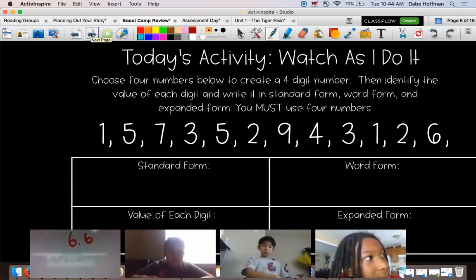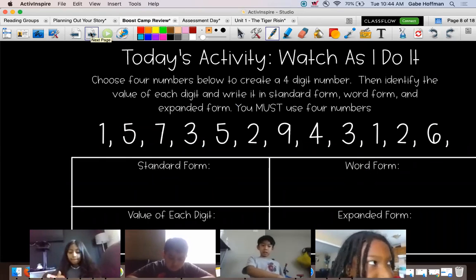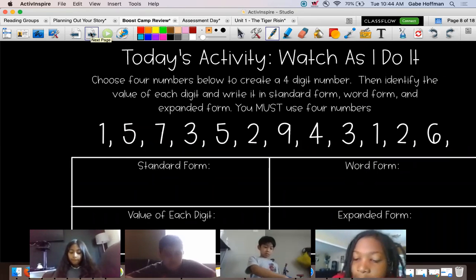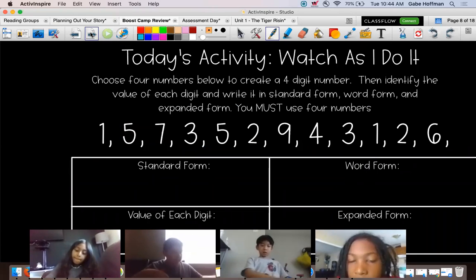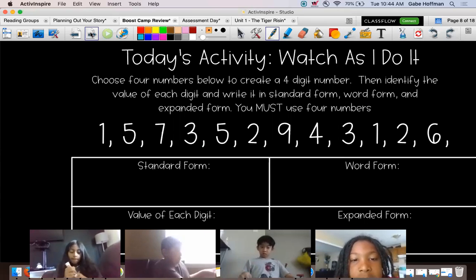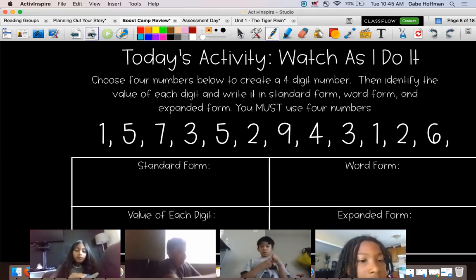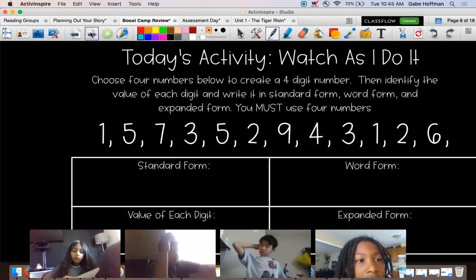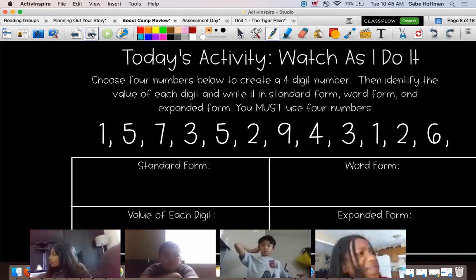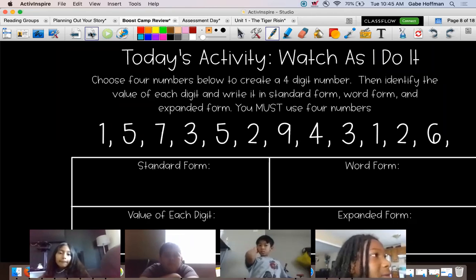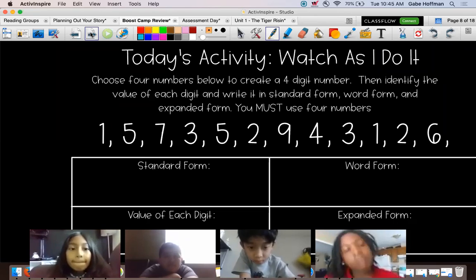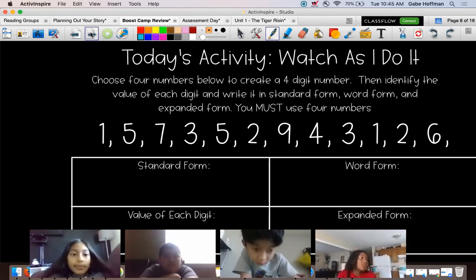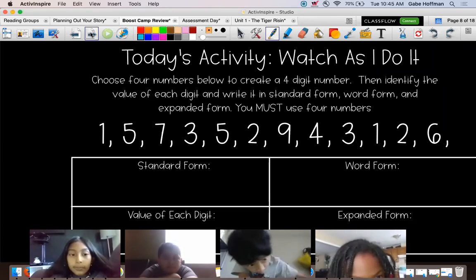Okay, so this is what we're going to be doing today. After we end our Zoom for math, your assignment or your activity is going to be choosing 4 numbers to create a 4-digit number. It's kind of confusing, so we're going to model it for you guys so you can see what you're supposed to do. Everyone should be paying attention to what I'm doing so that you know what to do for the assignment. You're going to choose 4 numbers, and we've listed them right here, to create a 4-digit number. Then identify the value of each digit, write it in standard form, word form, and expanded form. And you must use 4 numbers.